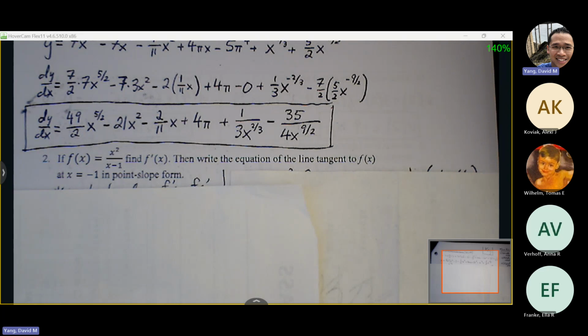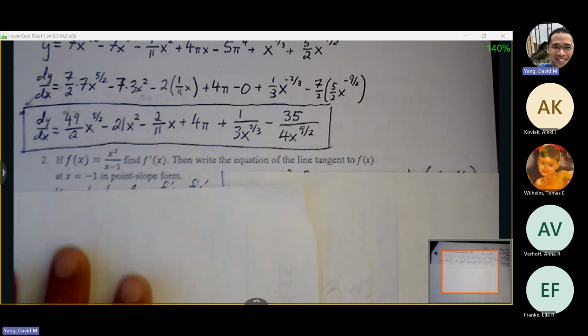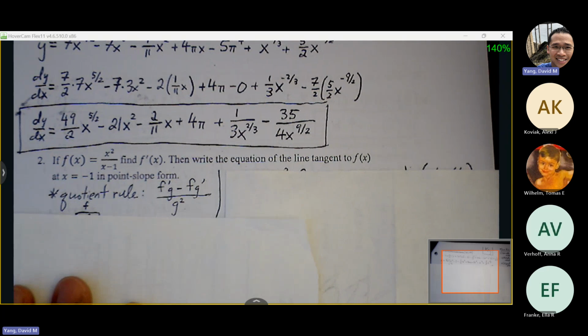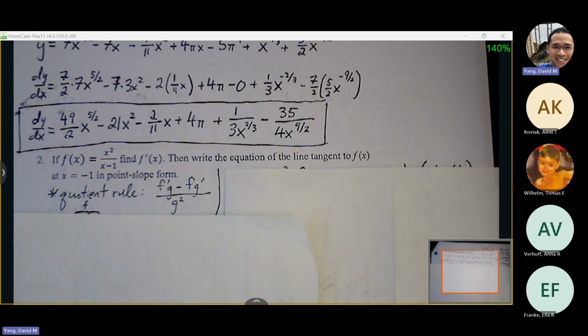Make sure you know your product rule and quotient rule. Product rule is f prime g plus fg prime. Quotient rule is f prime g minus fg prime all over g squared. So after we have our derivative, then we can focus on writing our tangent line equation. We're going to have to gather our ordered pair from our original function, our slope from our derivative, and then finally put it all together in slope form.